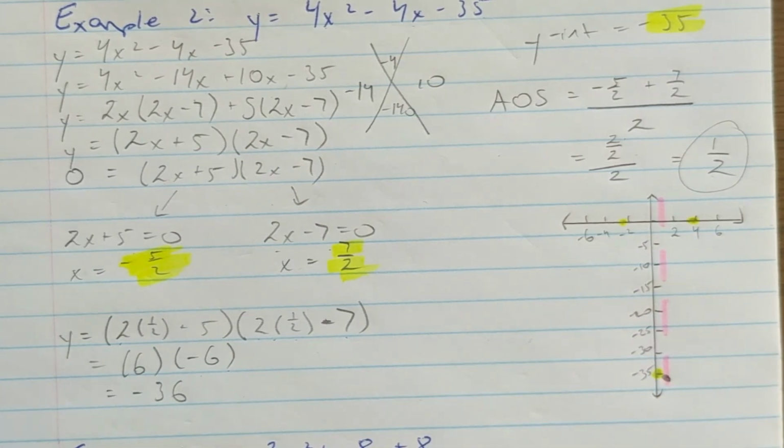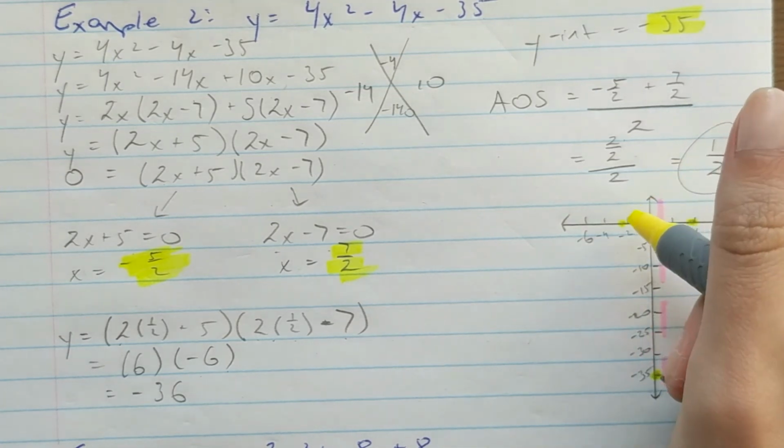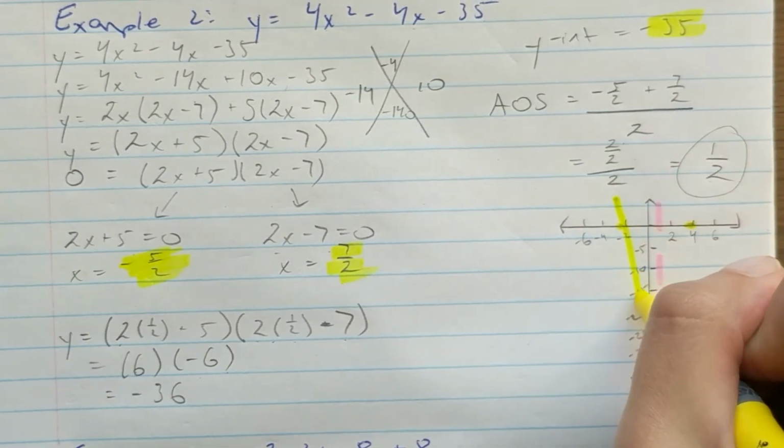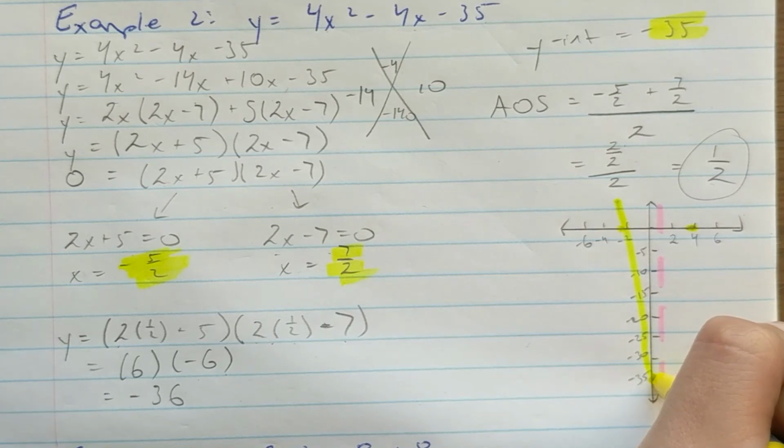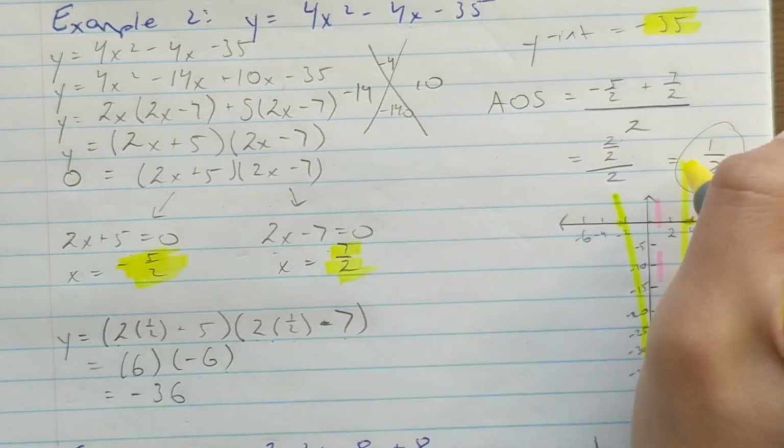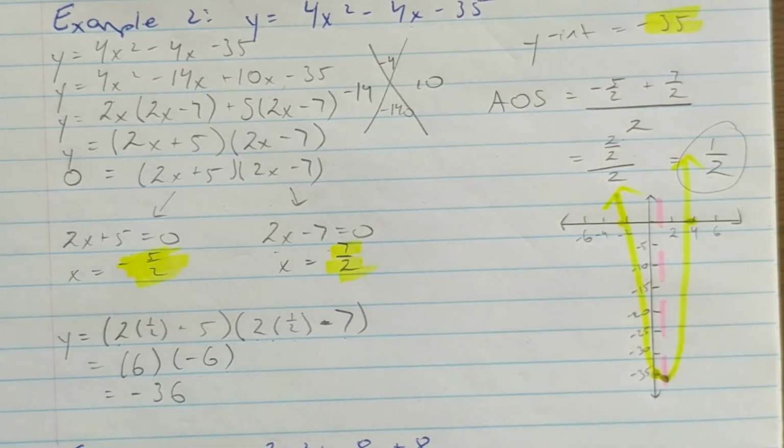And finally, we can go ahead and sketch, connect these 4 points: x-intercept, y-intercept, vertex, and back up. This one is a little bit less pretty, but you get the point. It is still shaped like a parabola.